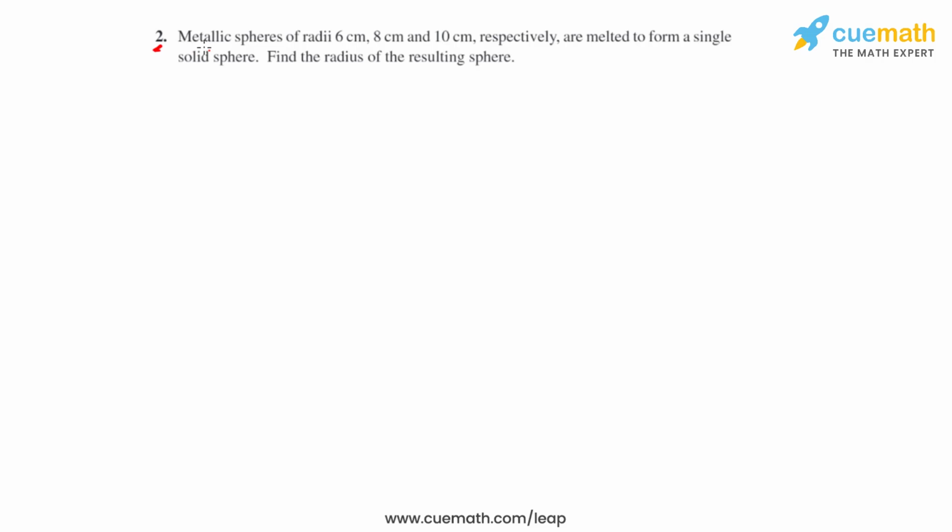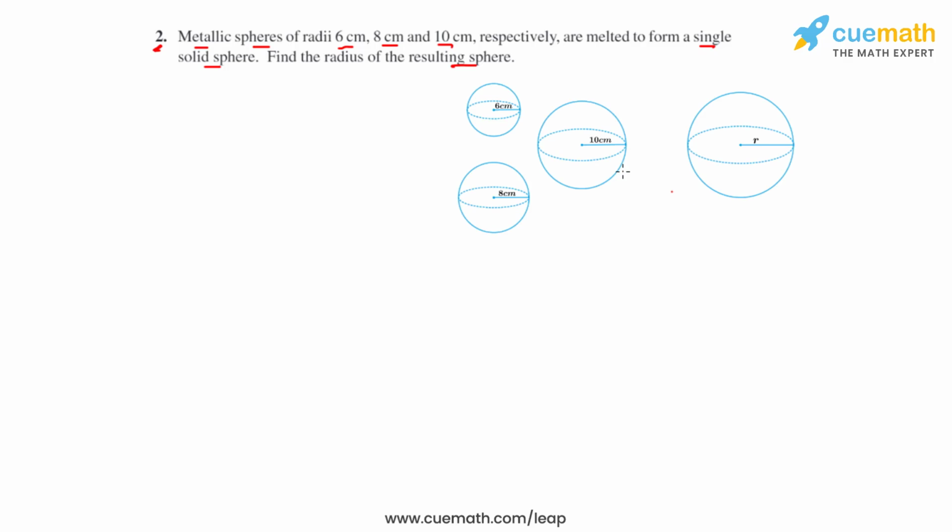Question number 2 of this exercise says that metallic spheres of radii 6 cm, 8 cm and 10 cm respectively are melted to form a single solid sphere. We have to find the radius of the resulting sphere. So let's draw a figure to visualize the shapes better. And this is how the figure for the question will look.